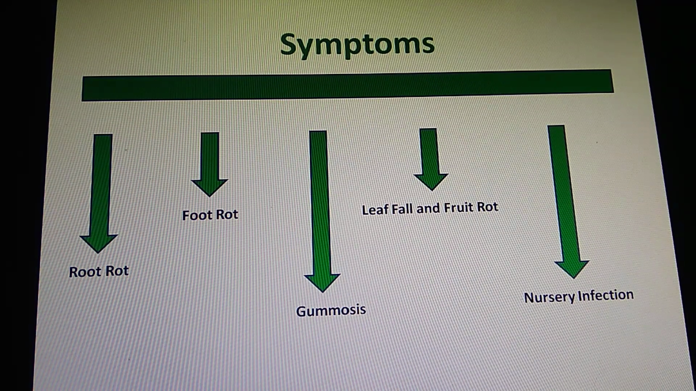For foot rot or stump rot, roots near the collar regions get infected. Infection often extends to the bark on the trunk. In case of complete girdling of the trunk, the plant may be killed suddenly. Now we will discuss gummosis.